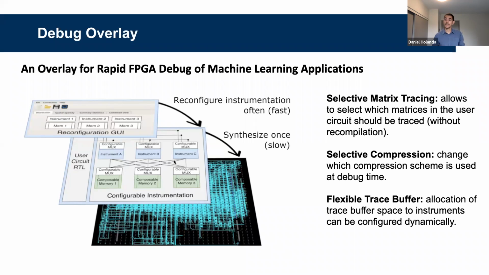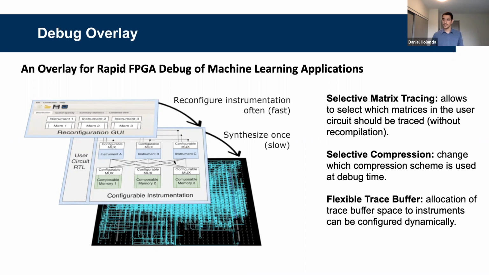The second capability that we decided to add is actually really interesting. It's the selective compression capability, and it allows us to change which compression scheme we're using at debug time. So this basically means that we're not only changing which of the matrices we're observing, but also how we're observing each of those matrices.